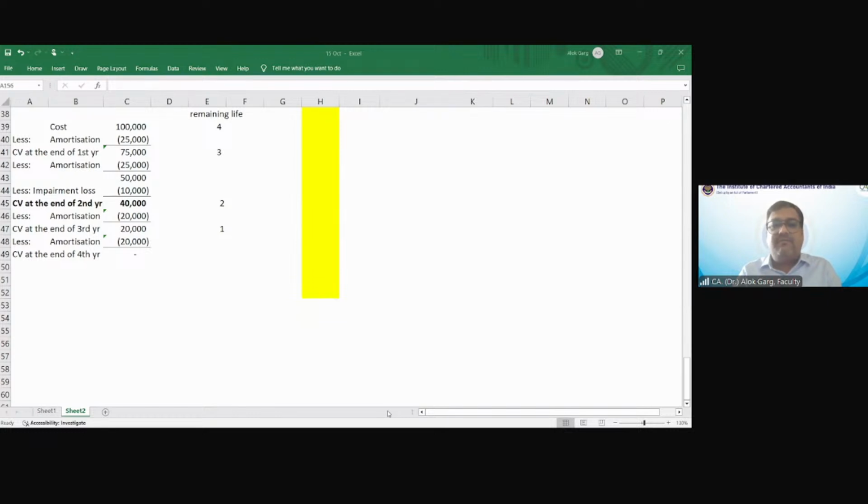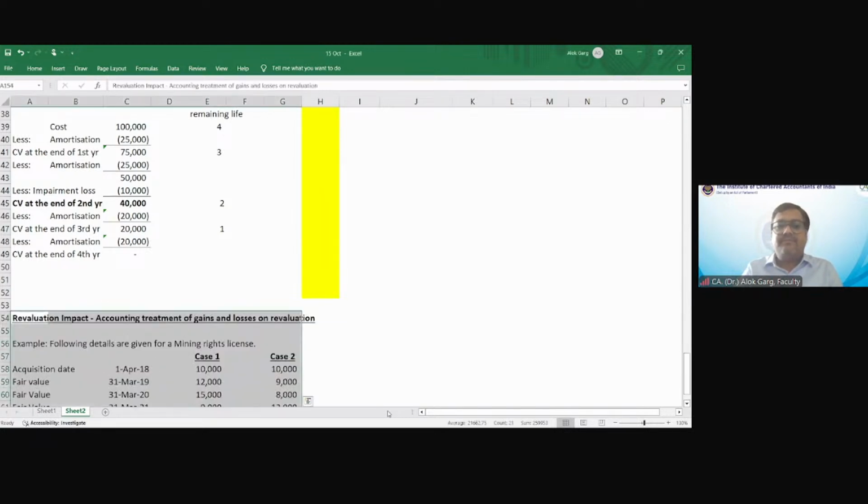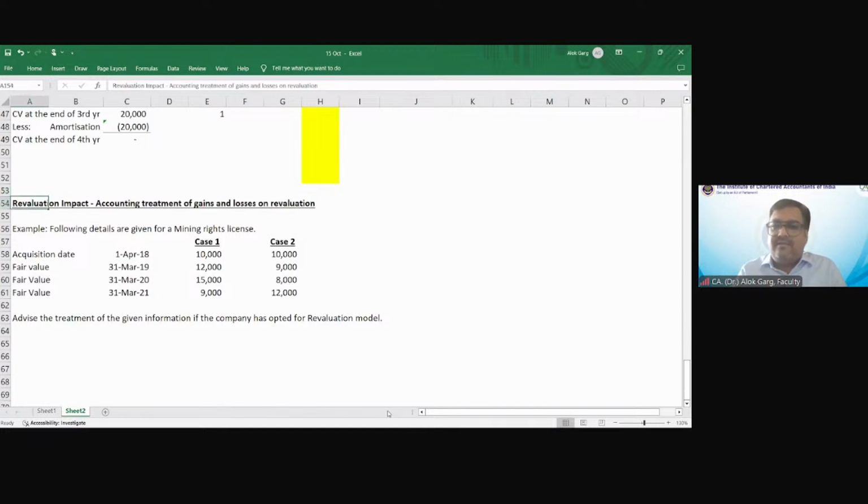So let me give you one example here. Revaluation impact, accounting treatment of gains and losses on revaluation. Example, following details are given for a mining rights license. Acquisition date is 1st April 2018. Fair value on 31st March 2019, 2021 is given. Case number 1, case number 2. First talk about case number 1.